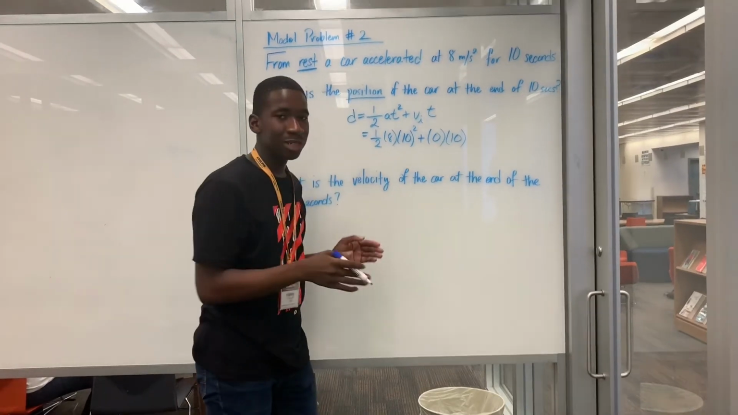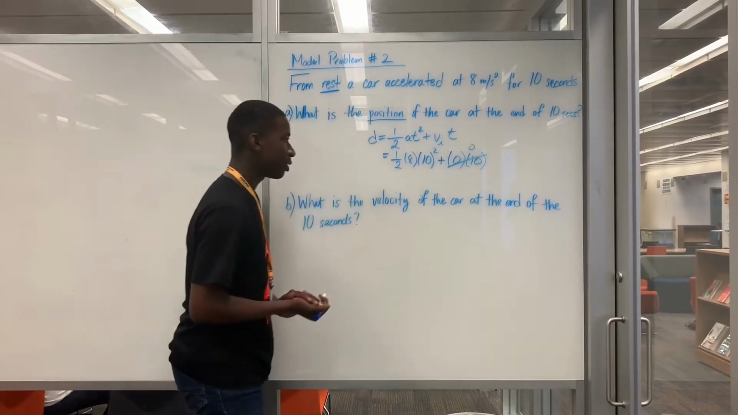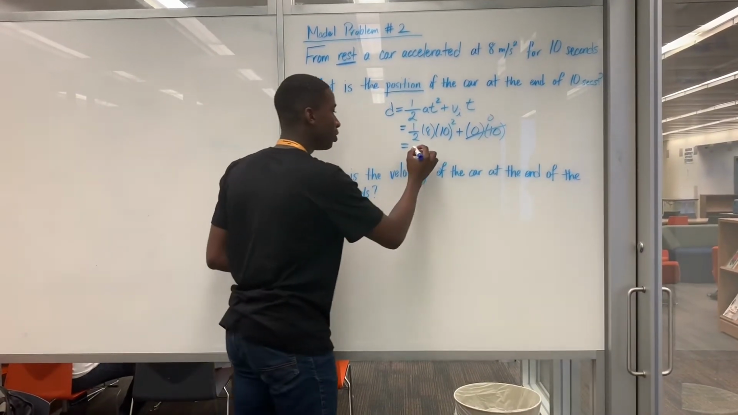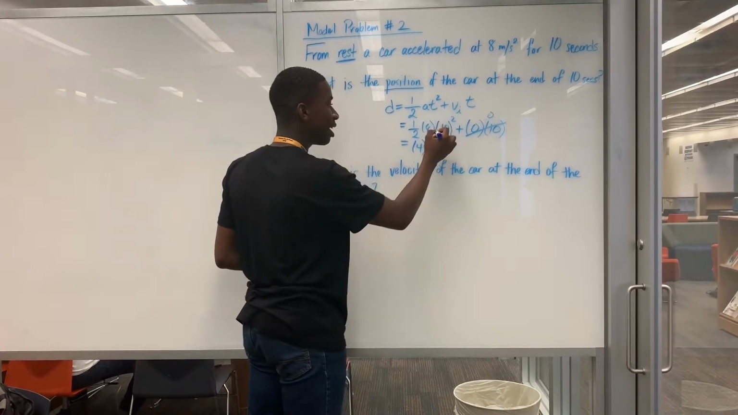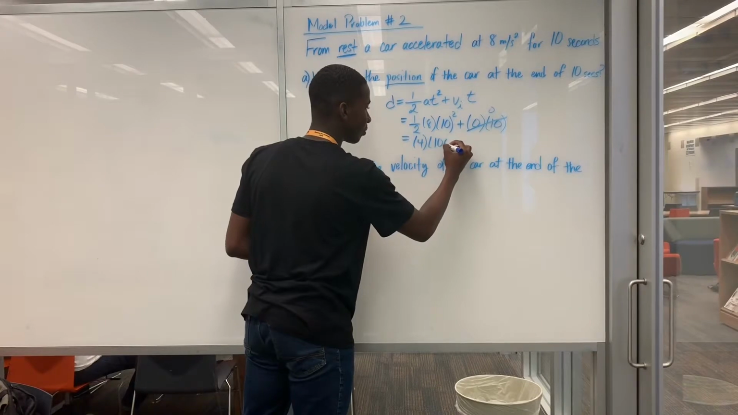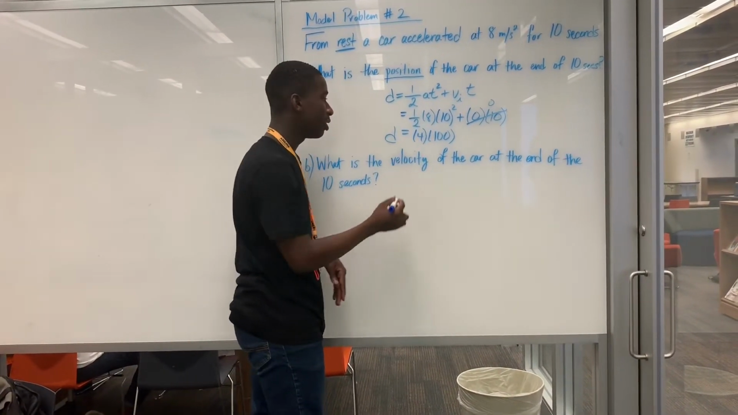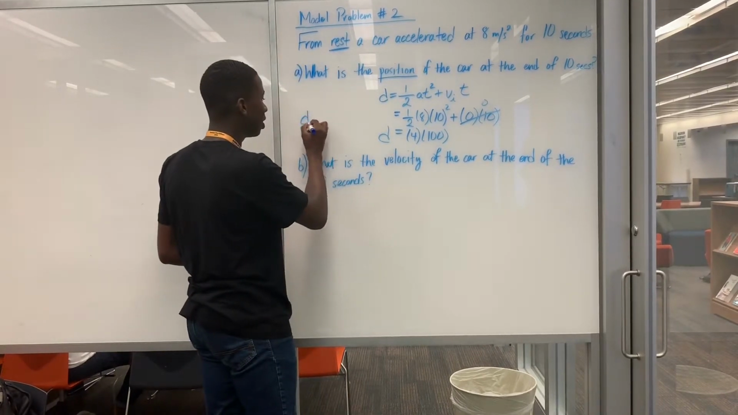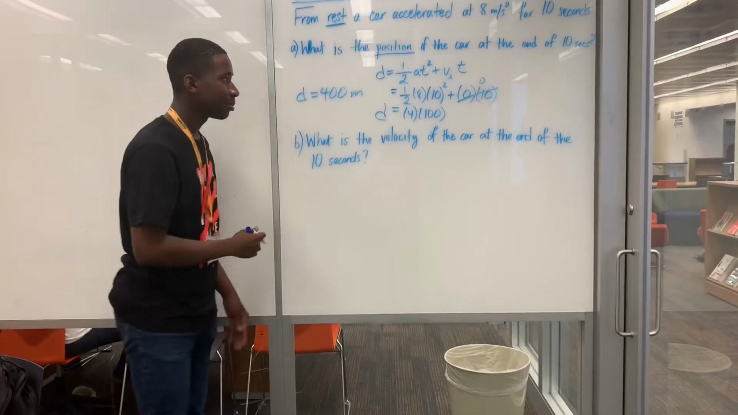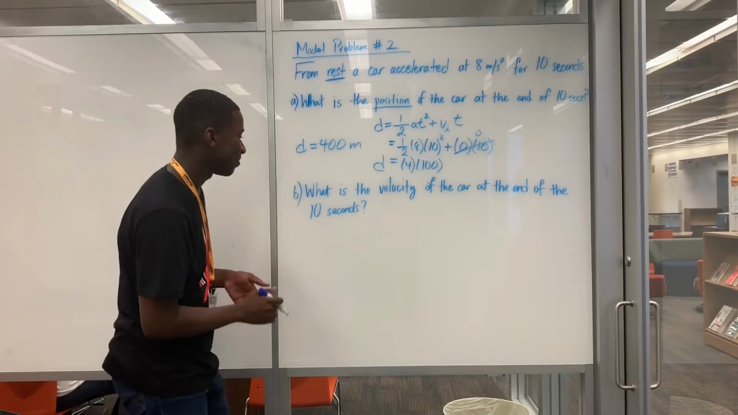We know that 0 times any number is 0, so this side will be 0. Now, we have 1/2 times 8, which is 4, and then 10 to the second power, which is 100. So we know that the distance here is 4 times 100, so the distance is equal to 400 meters. Wasn't that simple? Let's try part B.